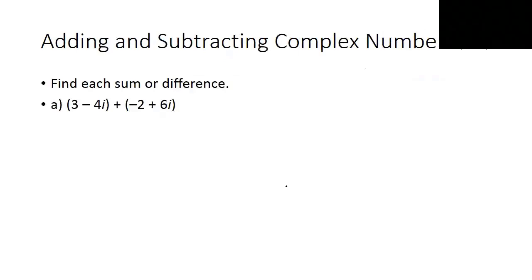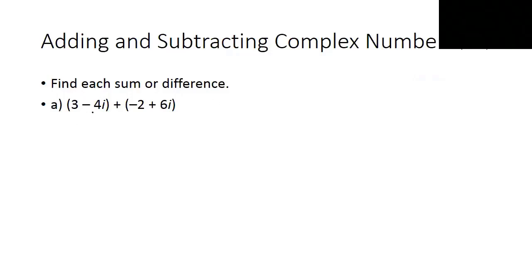We want to find each sum or difference. Adding complex numbers is like adding polynomials. You just add like terms. You add the real numbers together and you add the imaginary numbers together.